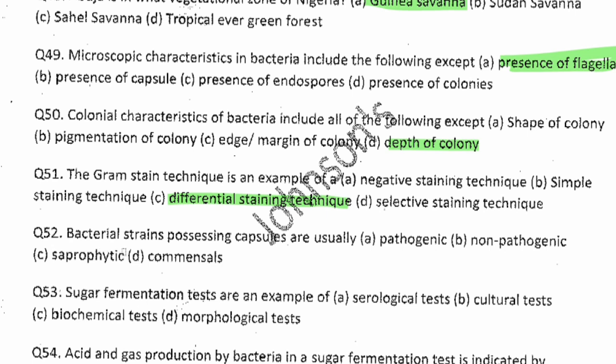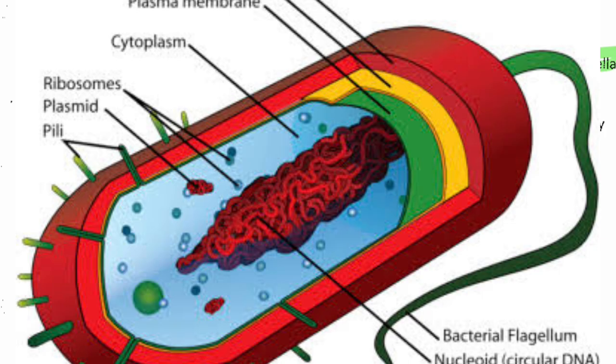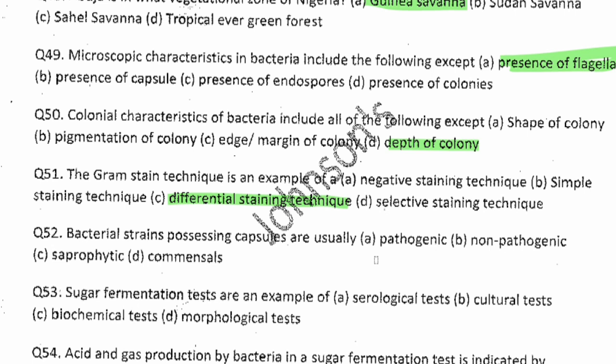Bacteria strains possessing capsules are usually dash. Those possessing capsules are very dangerous because they are resistant to most antibiotics, since they have capsules, something that is covering them like armor. So even when you take antibiotics, you will just be playing with them because they are resistant to it. So most bacteria strains possessing capsules are usually pathogenic. They cause diseases.